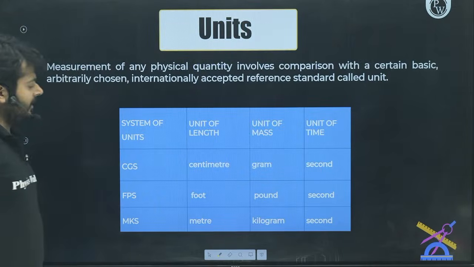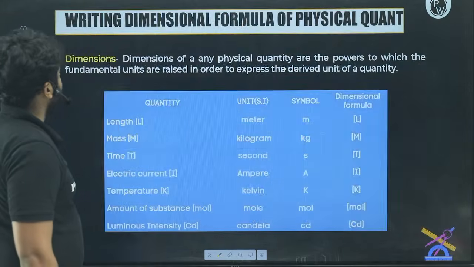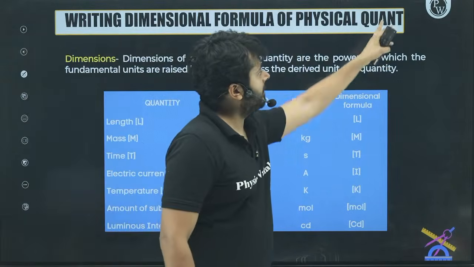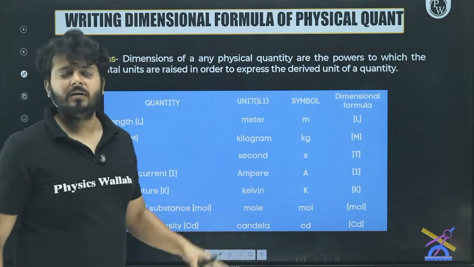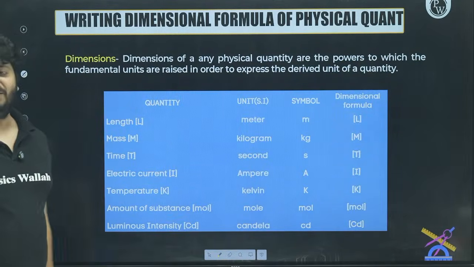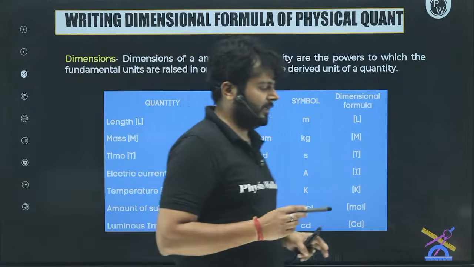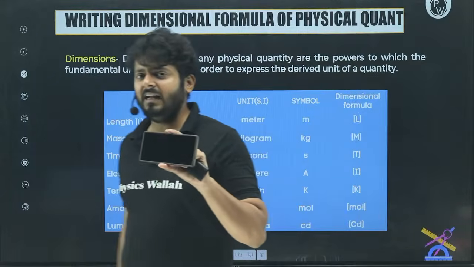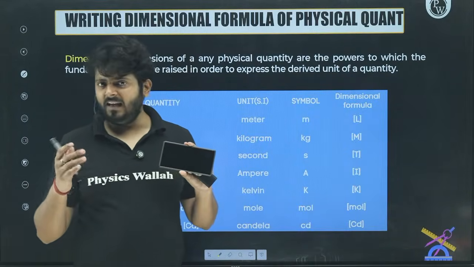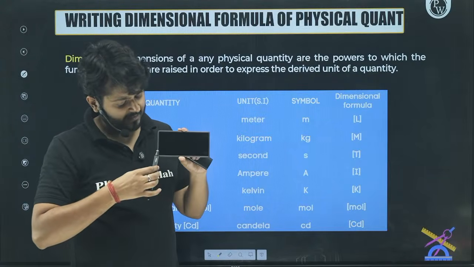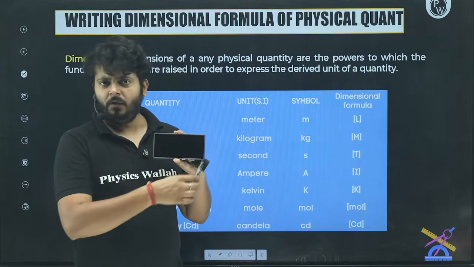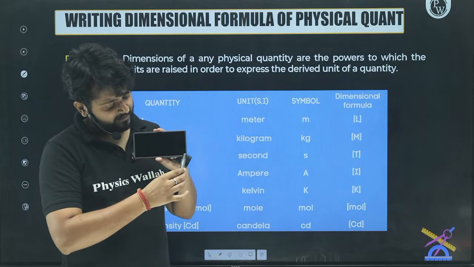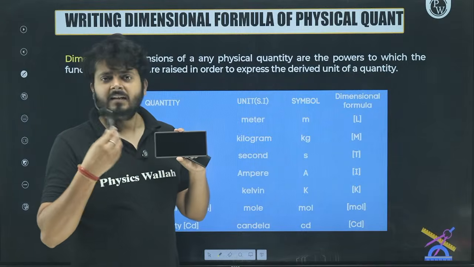Right. So units. Yeah, these are the units. Now, writing the dimensional formula of physical quantity. See, think about it. Let's say that I am measuring the area of a body. So measurement of area directly is not possible. I have to measure this side and this side to get the measurement. To know the area, I have to measure this length and width, right? Then I will get the area.